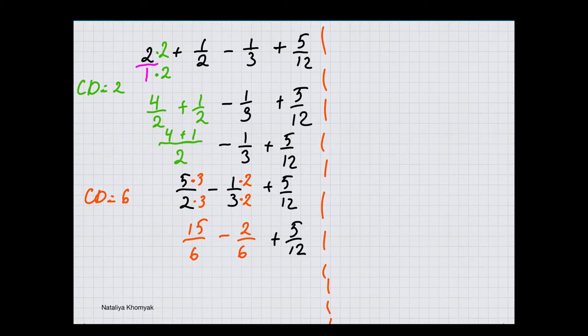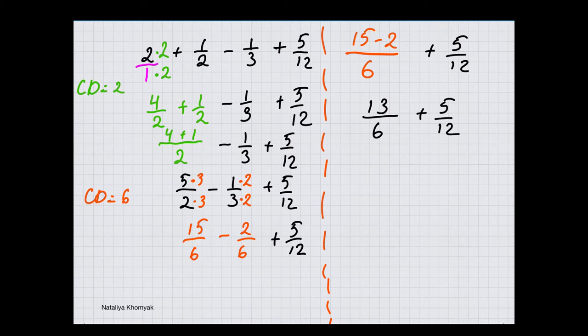I'm going to continue over here on the side. So we have out of 6, 15 minus 2, plus 5 out of 12. 15 minus 2, different signs, we look for the difference, which is 13 out of 6 plus 5 out of 12. Common denominator is 12. So we need to multiply 6 by 2. Whatever you do to the bottom of the fraction, you want to do to the top. We have 26 out of 12 plus 5 out of 12.